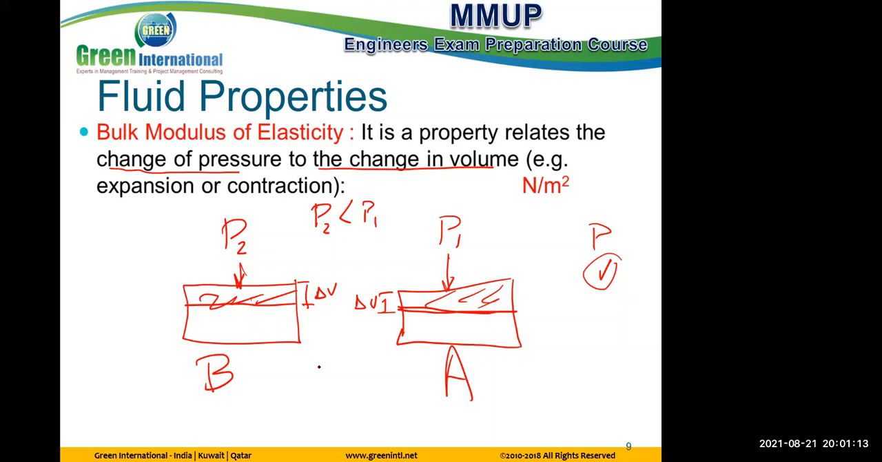So what's the meaning of this? What conclusion do we draw? One of these materials is easier to compress than the other, correct? Which one is easier to compress? B, because it needs little pressure to make the same change of volume, correct? Yes. Actually, this is the concept of bulk modulus of elasticity.